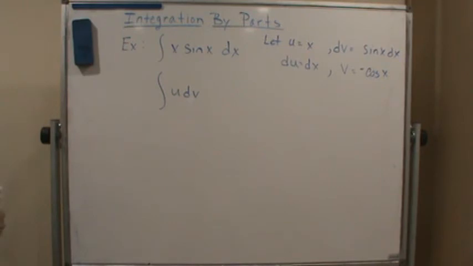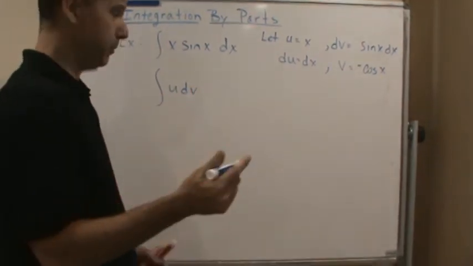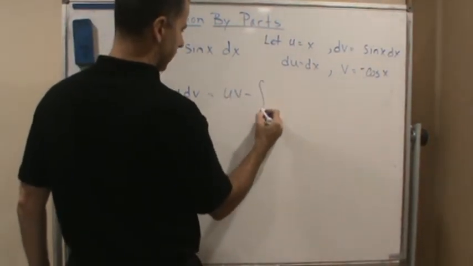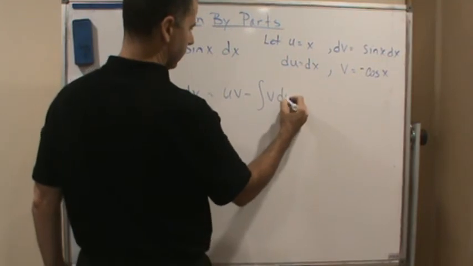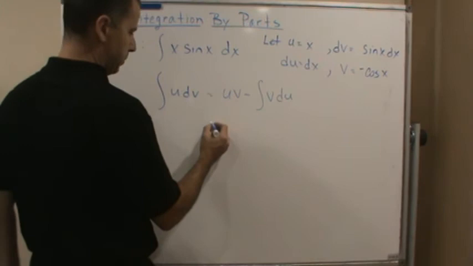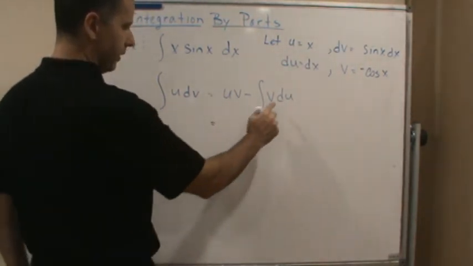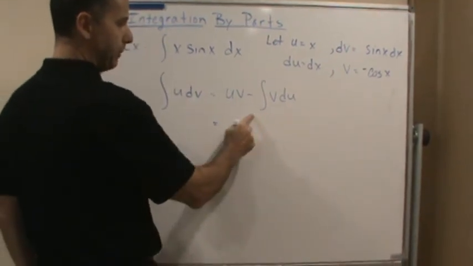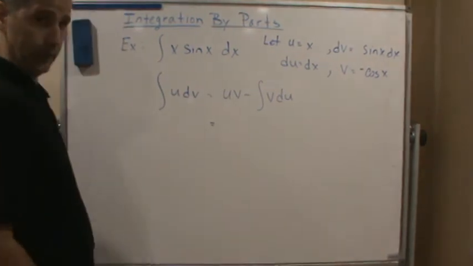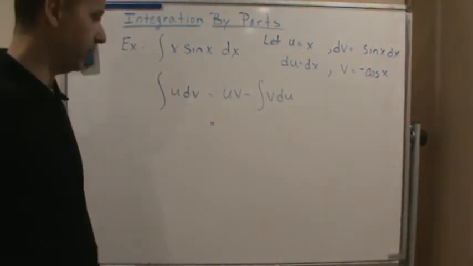Okay, now we've got our pieces, so let's plug them in. Remember, the formula is uv minus the integral of v du. I'm exchanging this integral for this one, and this integral is the one I want to be able to do something with. If I get something that's more complicated here, then that's not going to be good. So let's see what happens.